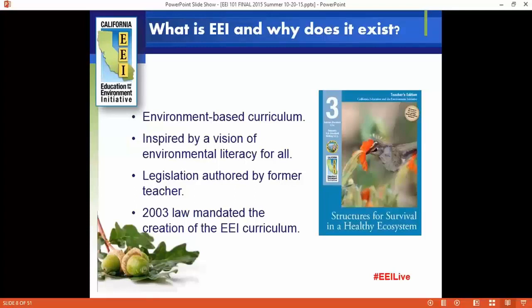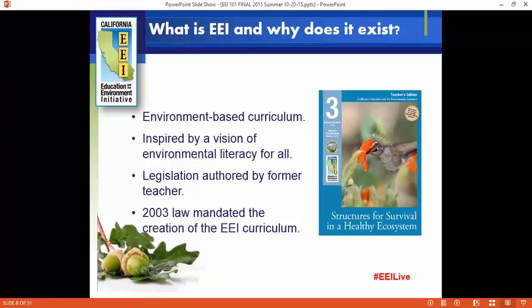Okay, so a little bit about the history of EEI, and actually Wendy and I have both been working with EEI since it was in development. It is an environment-based curriculum. It basically teaches academic subjects of science and history, social science through an environmental lens. And it was inspired by a vision of environmental literacy for all Californians.